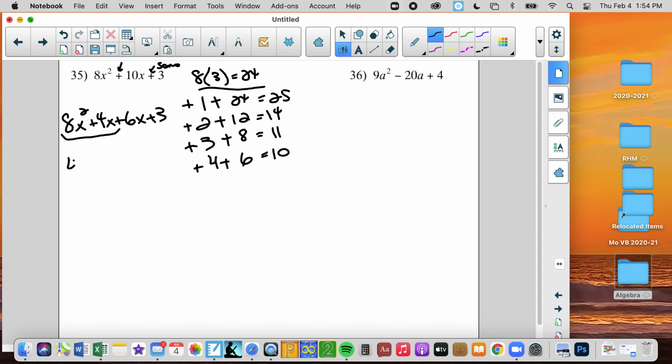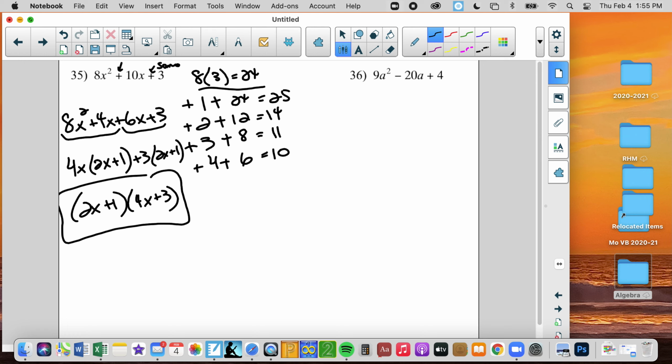I'm going to factor out a 4x. That gives me 2x plus 1. I'm going to factor out a 3. And that gives me 2x plus 1. So my answer is (2x plus 1)(4x plus 3). You can do it that fast. You've done enough problems and you are ready for the assessment. So there is your measure.